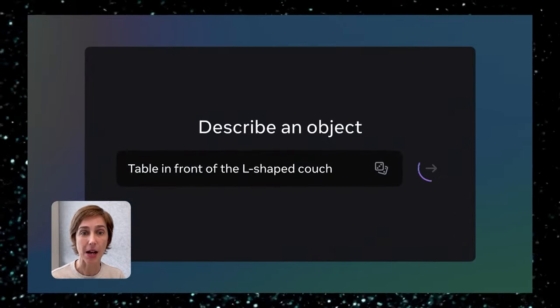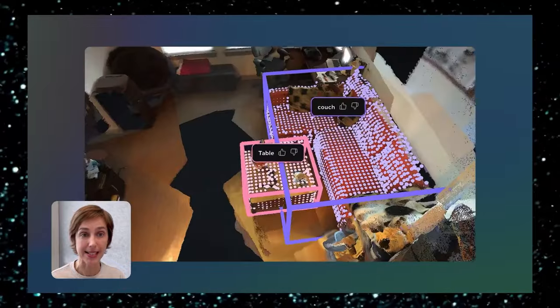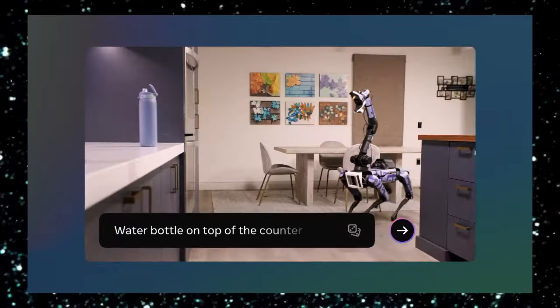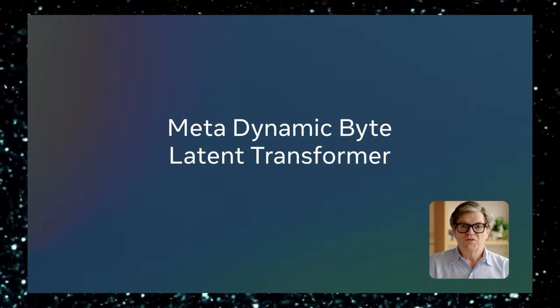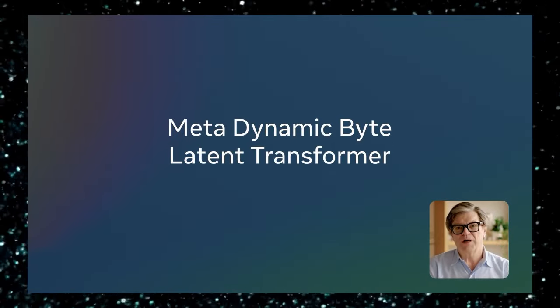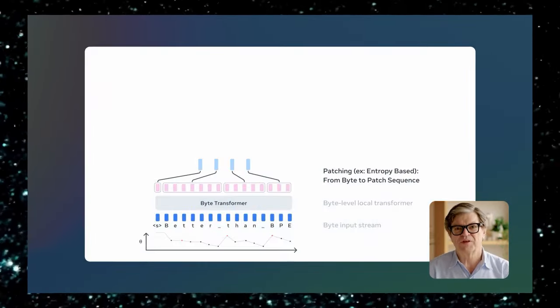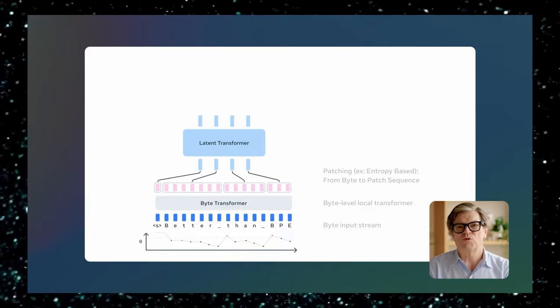Think robots understanding the red cup on the table. In the realm of language models, the dynamic byte latent transformer is unique as an 8B parameter model that operates on bytes instead of tokens, achieving comparable performance to traditional models with enhanced efficiency and robustness.